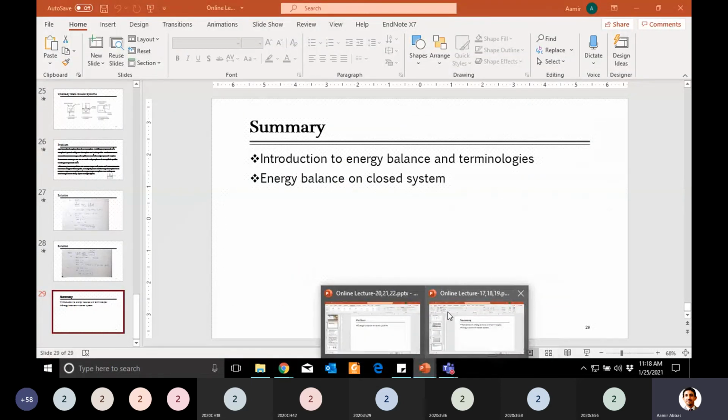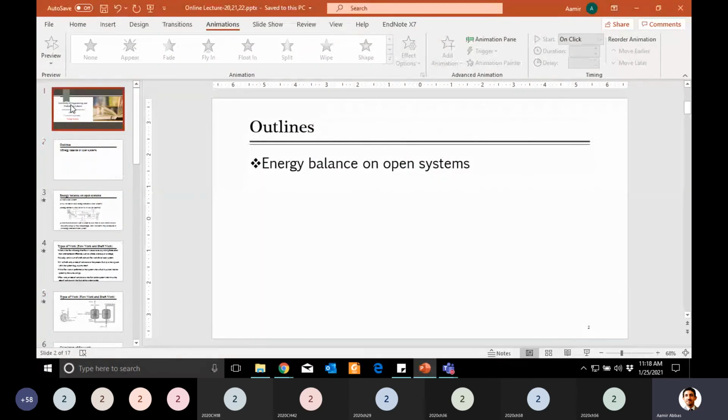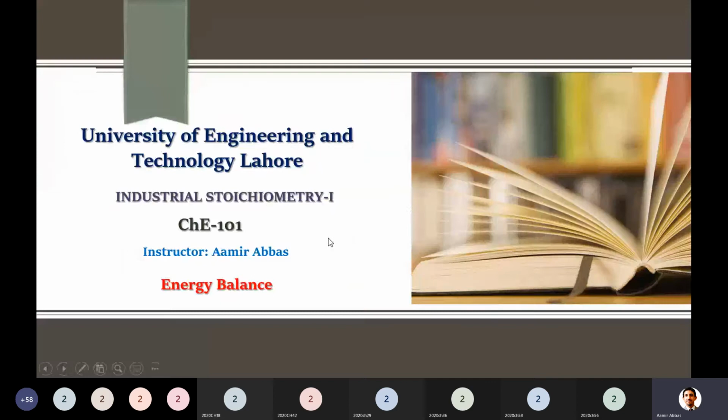Right, that's it. This was related to last time's material. So now let's start with today's topic, which is related to open systems.